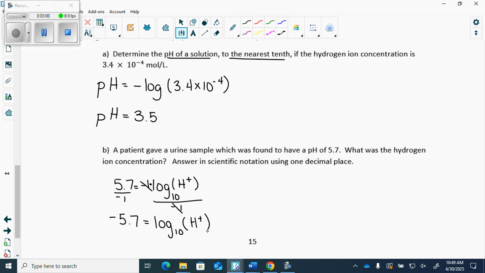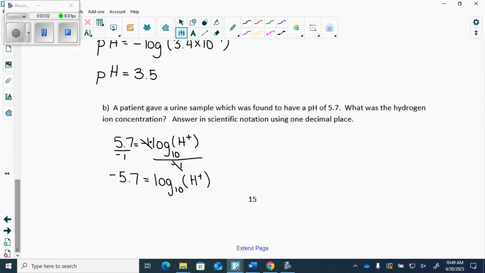And then how do I get that H plus out? Remember, I have to convert to exponential. If you have the variable beside the log or the variable in the base of the log, you have to convert to exponential. So what's the base of my log? 10. What's the exponent going to be? Negative 5.7. So 10 to the negative 5.7 equals H plus.